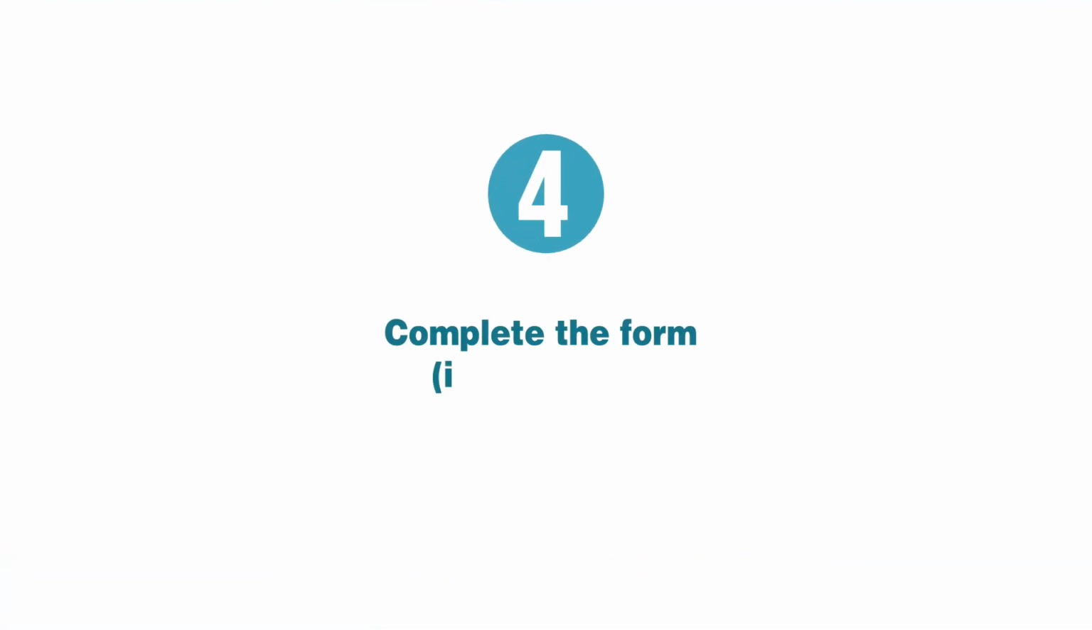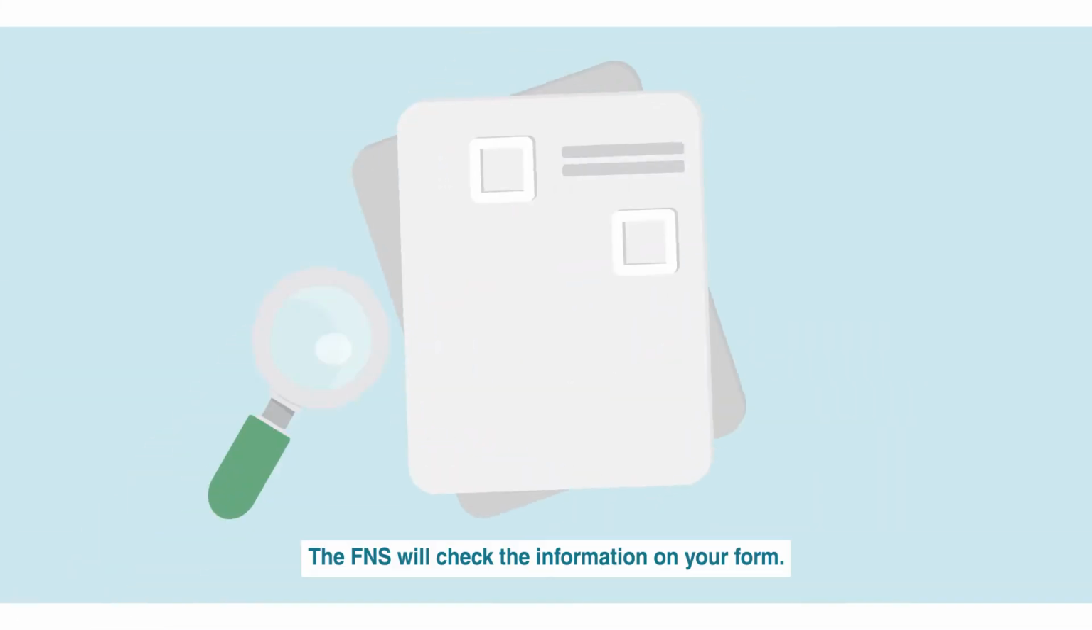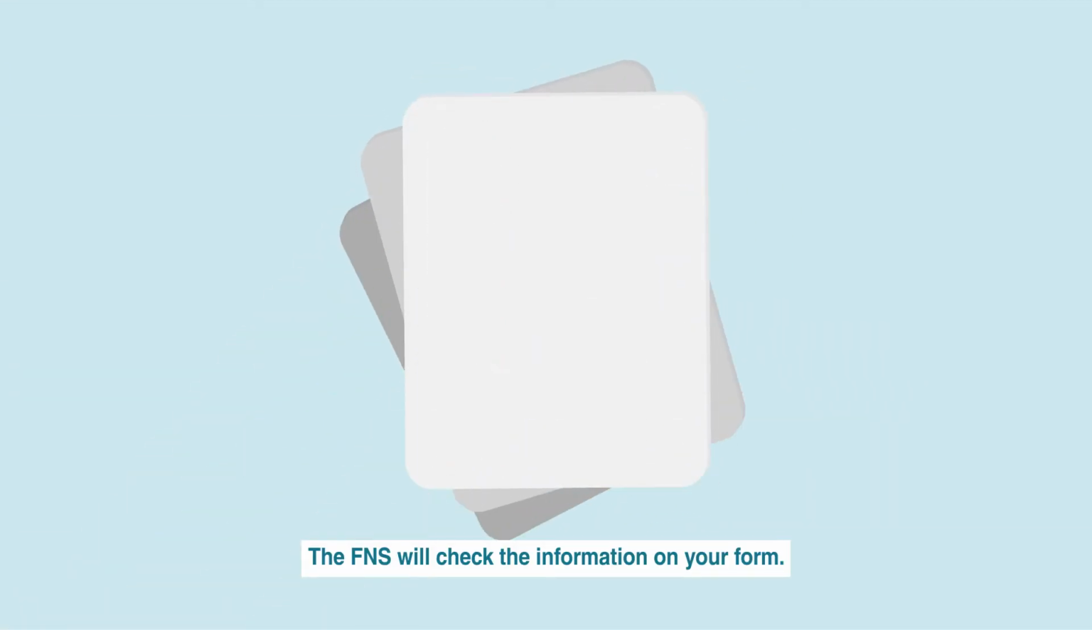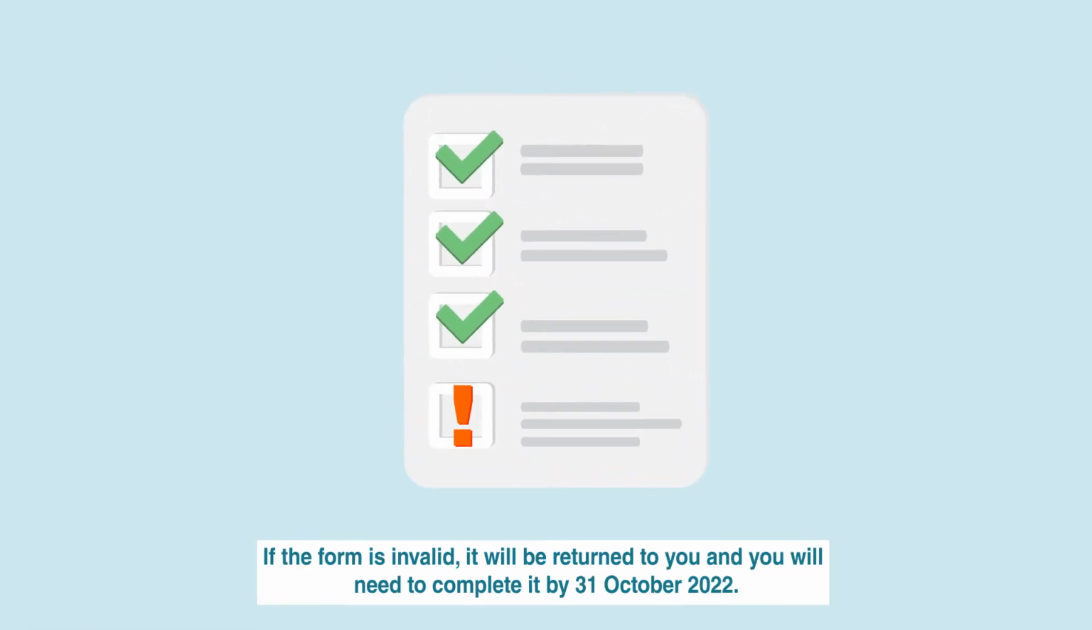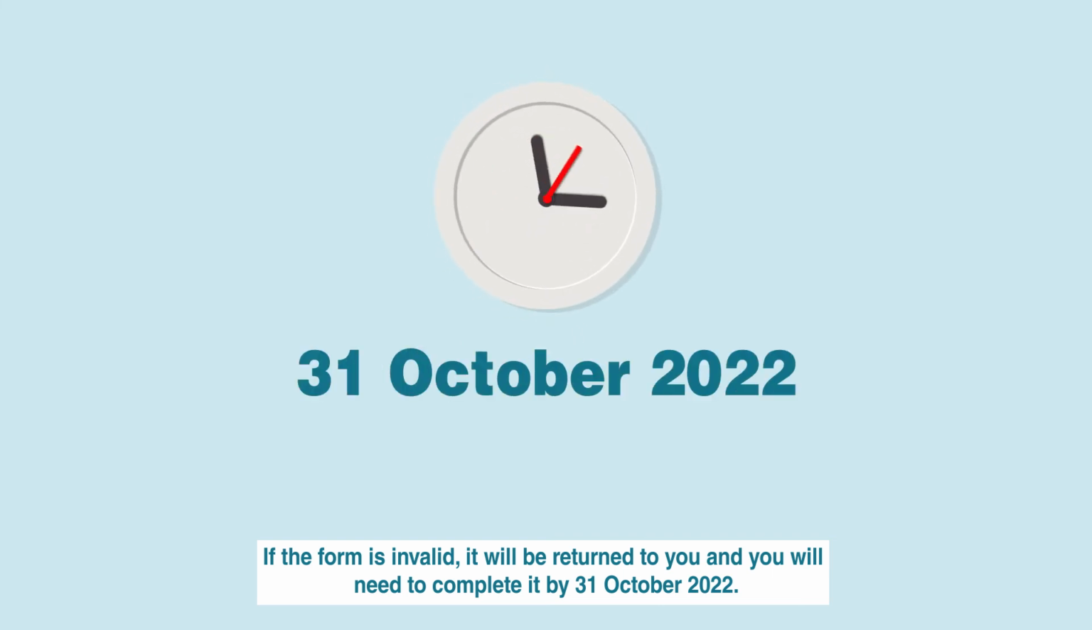4. Complete the form if necessary. The FNS will check the information on your form. It will contact you if any information is missing. If the form is invalid, it will be returned to you and you will need to complete it by the 31st of October 2022.